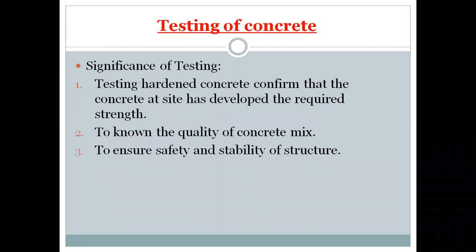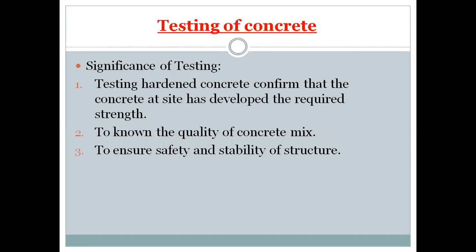Next is testing of concrete. Testing is most important to check the quality of the concrete and the grade of the concrete. So first we go through the significance of testing. Testing the hardened concrete confirms that the concrete at a site has developed the required strength, to know the quality of a concrete mix and to ensure safety and stability of a structure.